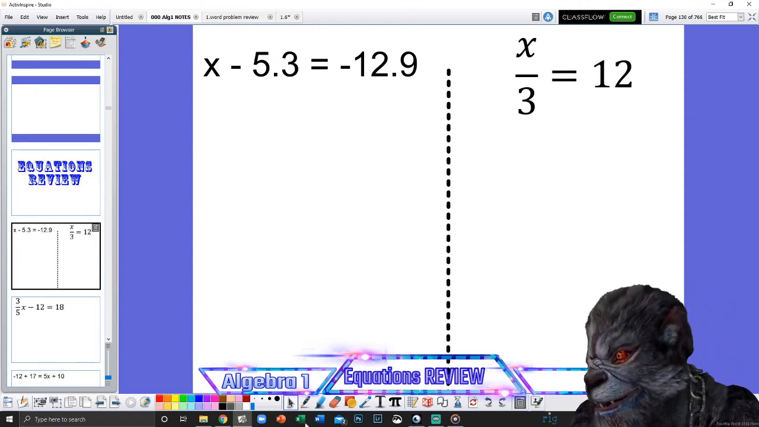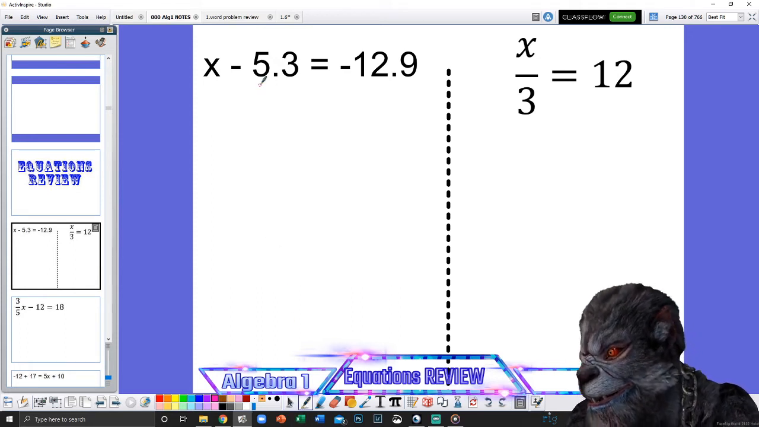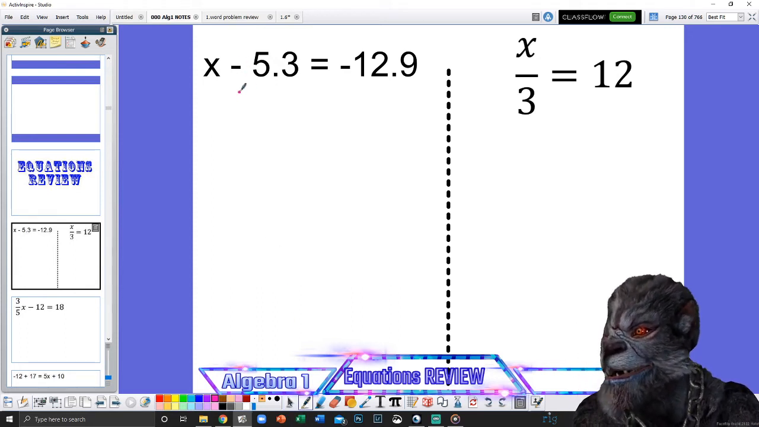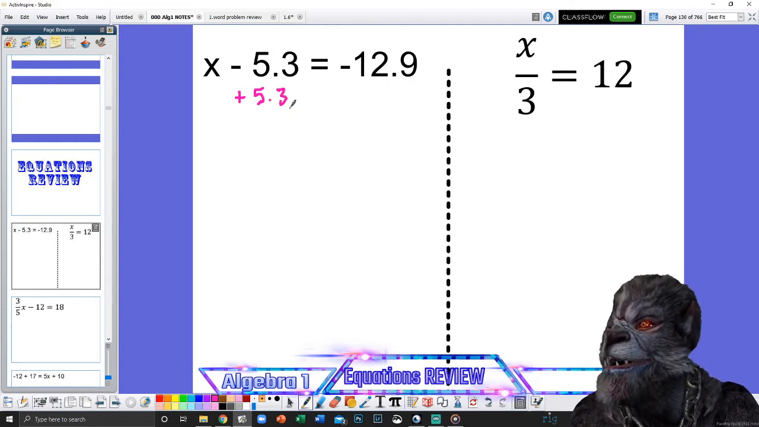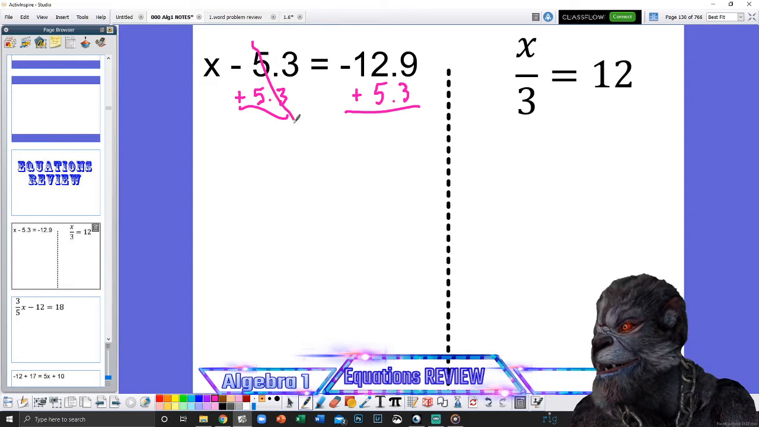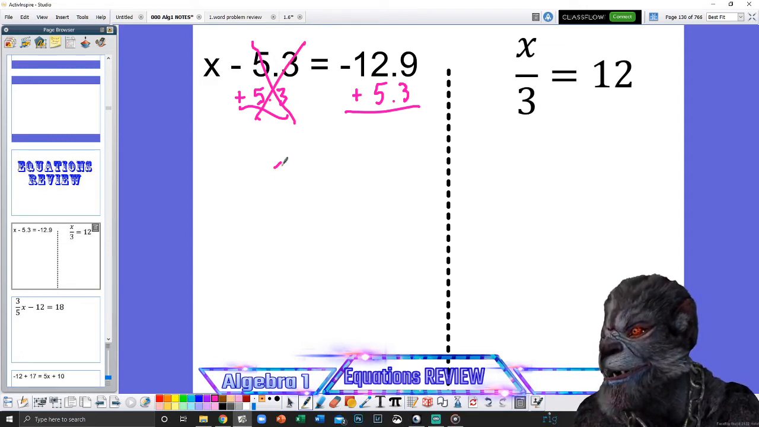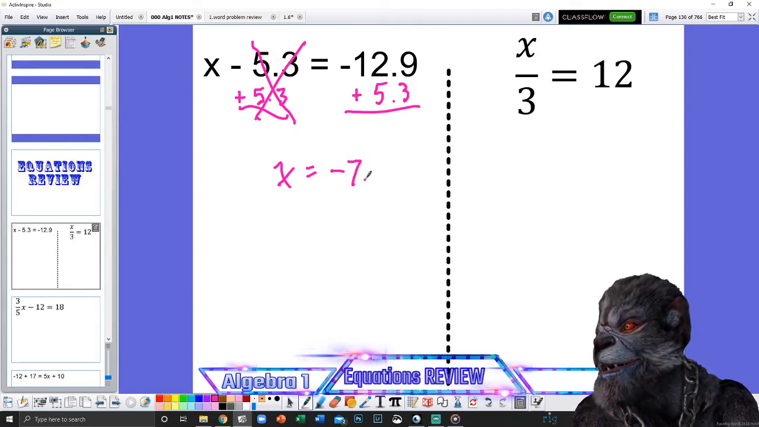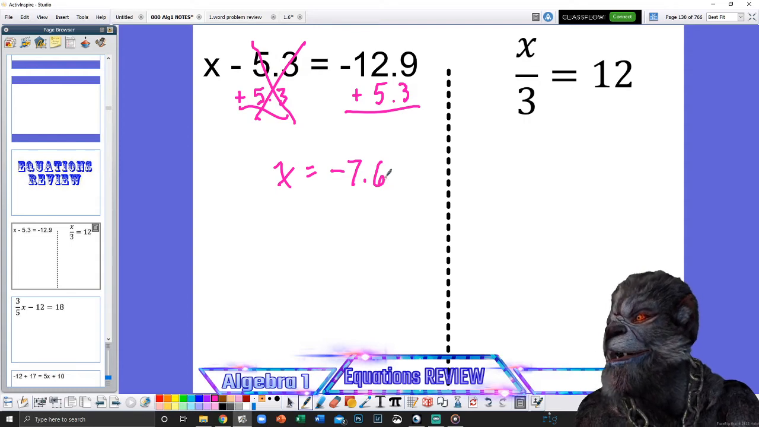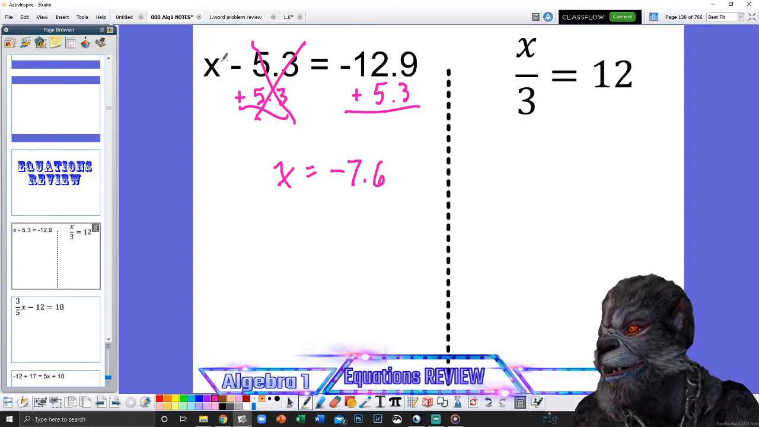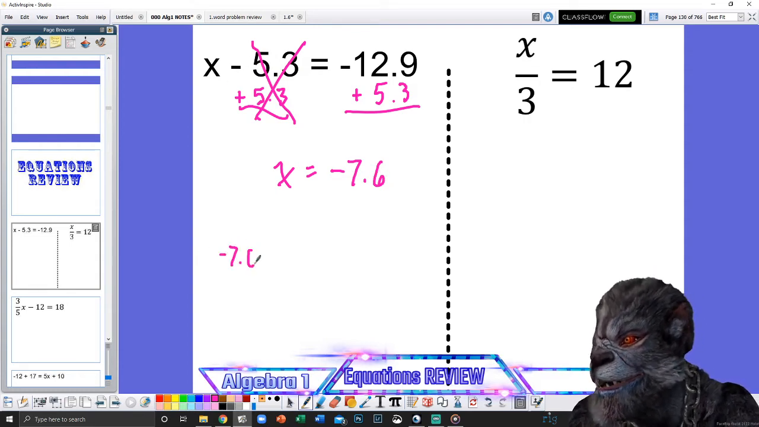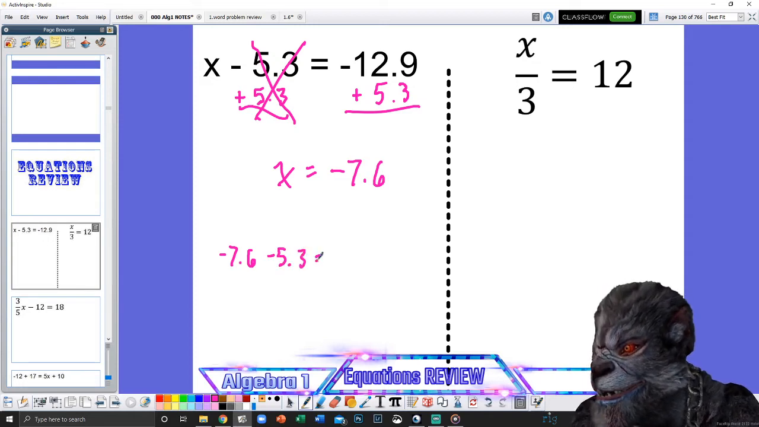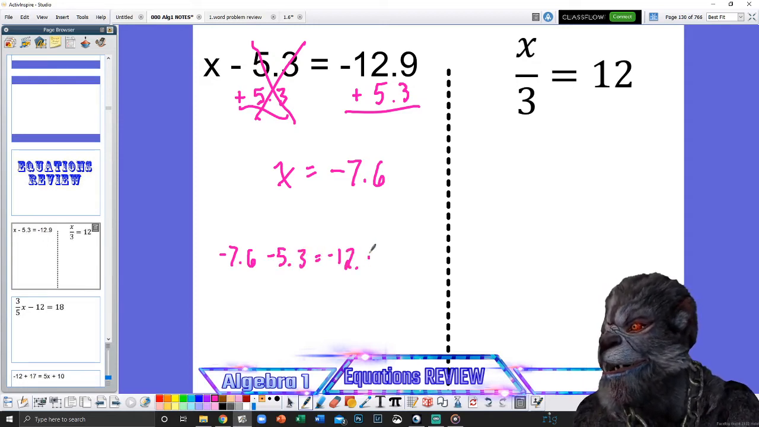So let's go ahead and try this out. For this first one, hopefully you saw that this was a minus 5.3. So on both sides, you're going to do plus 5.3, just like this. On the left side, these guys cancel because 5.3 minus 5.3 is nothing. And then I'm going to do negative 12.9 plus 5.3. That gives me negative 7.6. As always, you should check your answer by plugging this back in for x. That would have given you negative 7.6 minus 5.3, which indeed is negative 12.9.